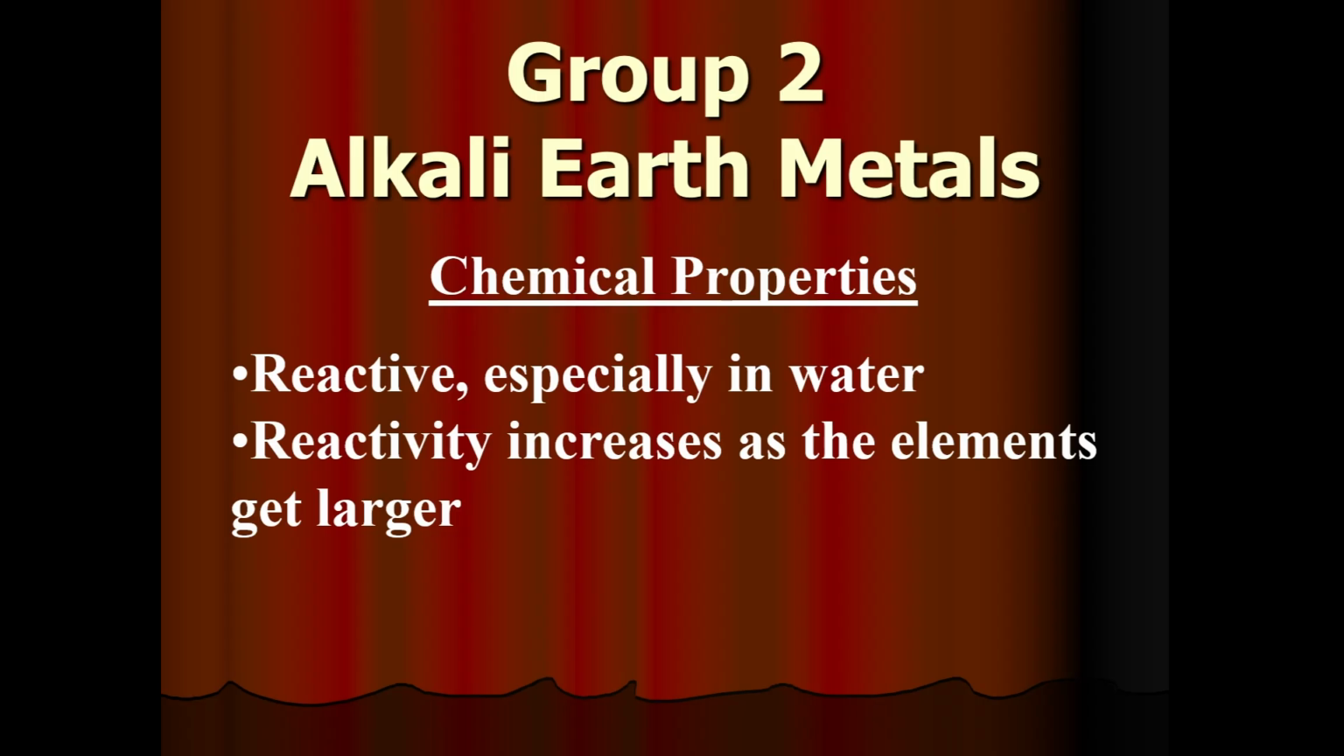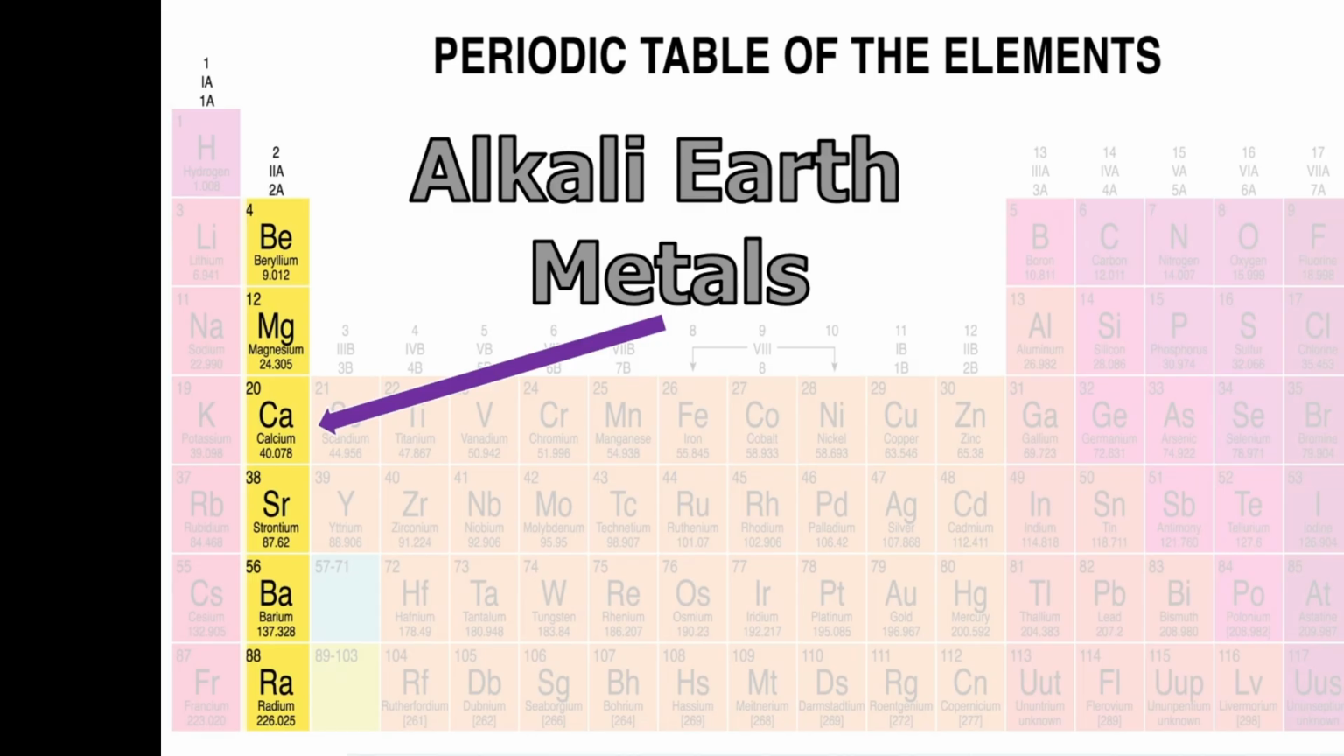Wherever water hardness is a concern, a water softener is commonly used to reduce hard water's adverse effects. Group 2 alkaline earth metals are very reactive in water, although not as reactive as Group 1. Their reactivity increases as the elements get larger or as you go down the family or group. These are the Group 2 alkaline earth metals located in Family 2A.